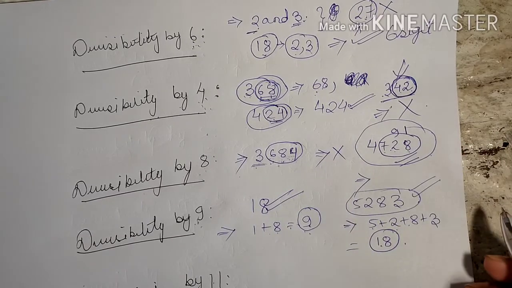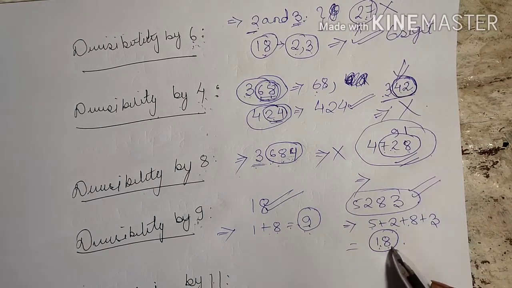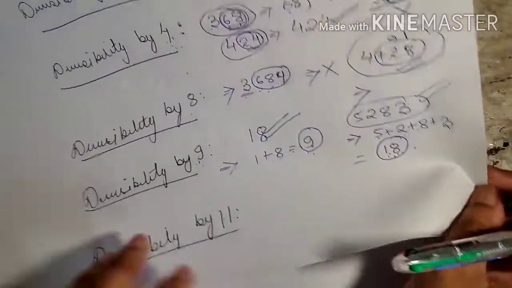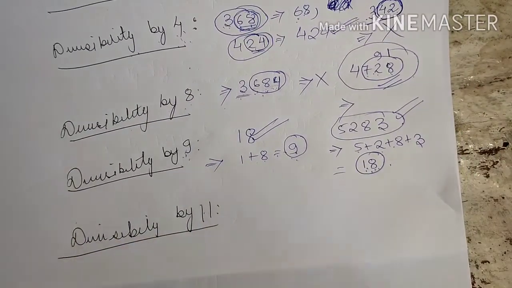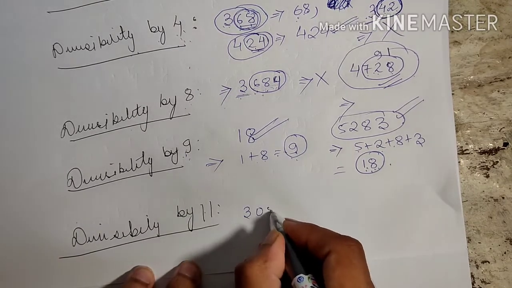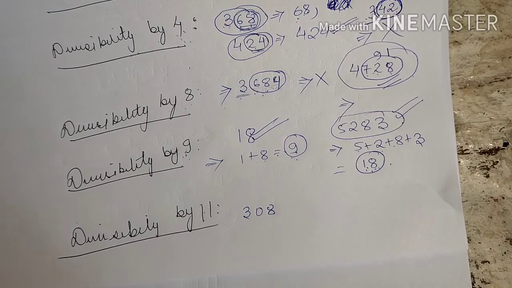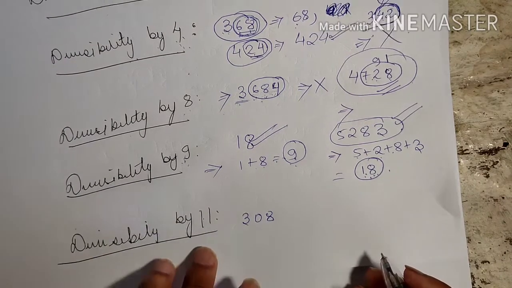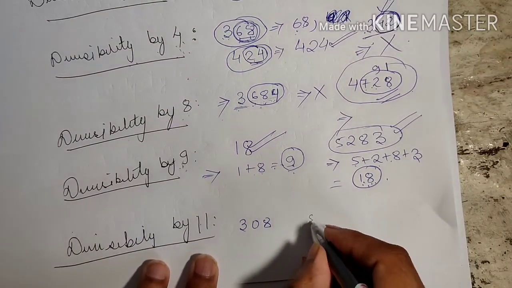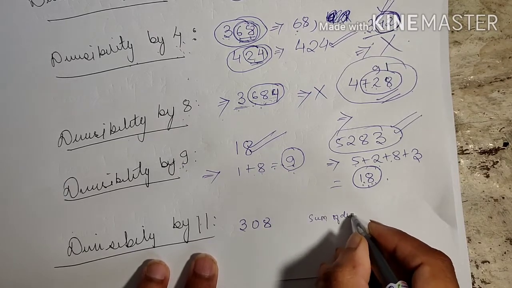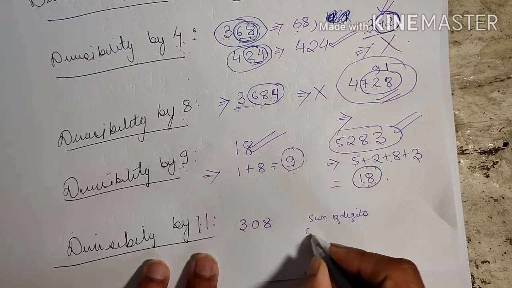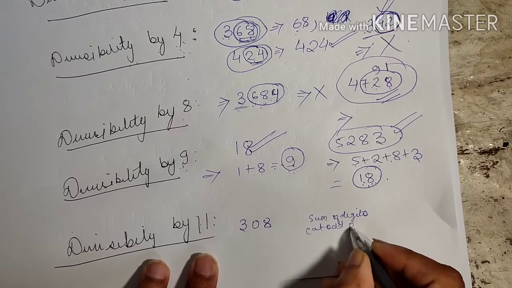Okay, if the answer is not divisible by 9, then you will say that the number is not divisible by 9. Okay, the last one is divisibility by 11. 11, it's a bit long process. What you have to do is, suppose a number is given to you, 308. And you have to just make a table, or not a table, you can write sum of digits at odd places. First you will do at odd places from right.